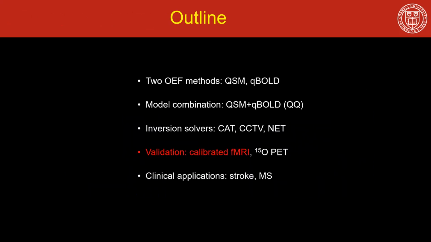So far, I discussed constructing models and solvers. From now on, I'm going to talk about a comparison study of QQ with a well-investigated MRI method, calibrated fMRI, and a reference standard, 15O PET. As Dr. Weiss explained in the previous talk, calibrated fMRI models the signal difference by R2* change between baseline and respiratory challenges such as hypercapnia and hyperoxia for baseline OEF calculation. And CMRO2 is assumed not to be altered in hypercapnia.